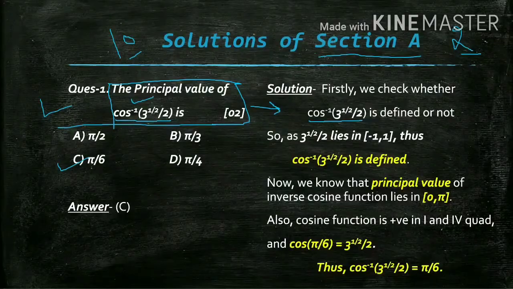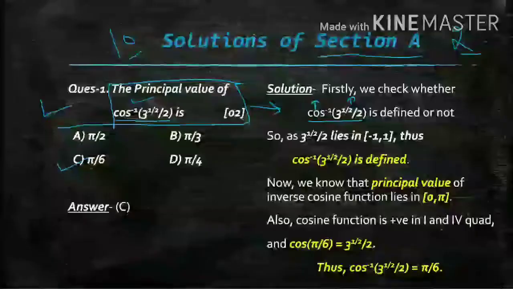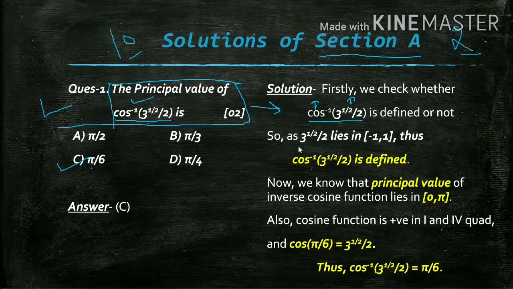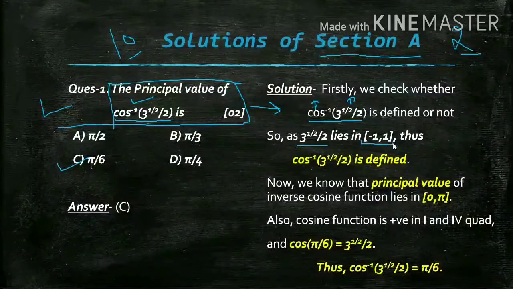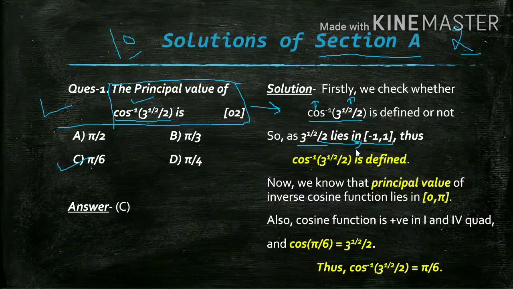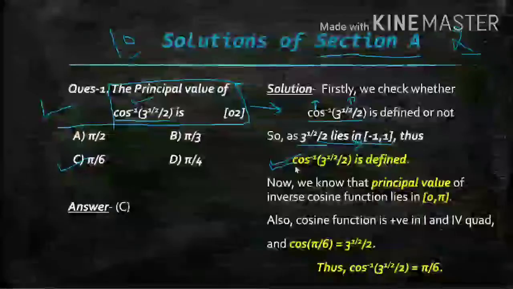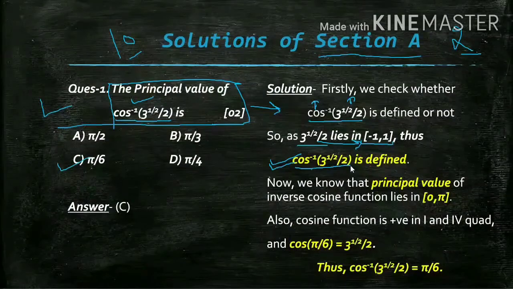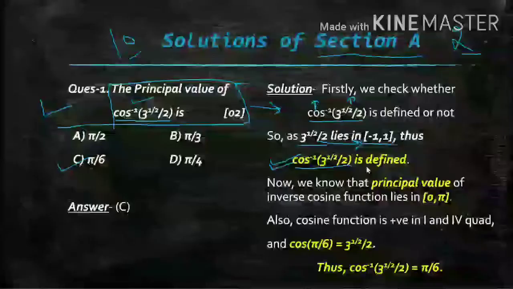You need to check whether this term, this x, whatever you have over here, lies in the domain of that inverse trigonometric function or not. For example, here we have root 3 by 2 as x, and the domain for the cos inverse function is the closed interval minus 1 comma 1, and it lies in this domain, right? So that means I can say that this is defined. So first you need to do this. Whenever you have to find any value, you need to first show that it is defined.